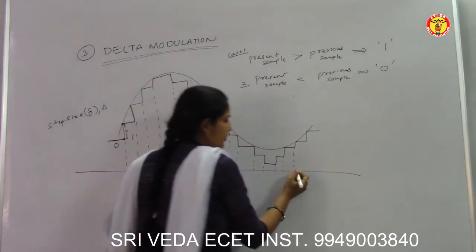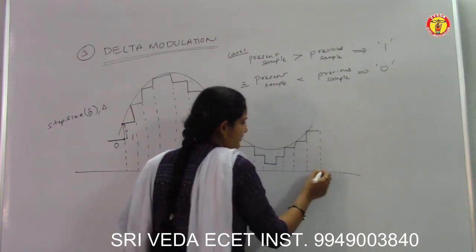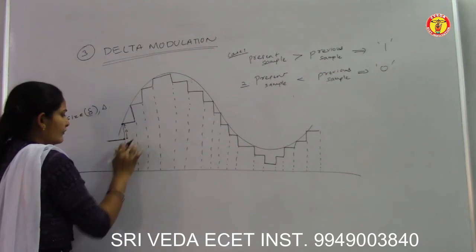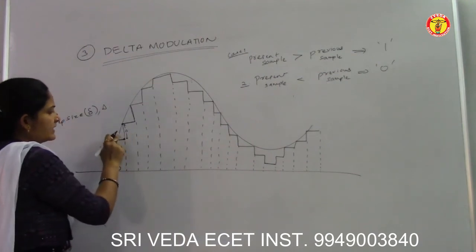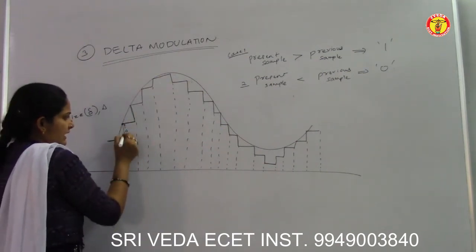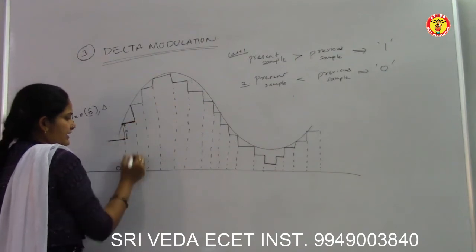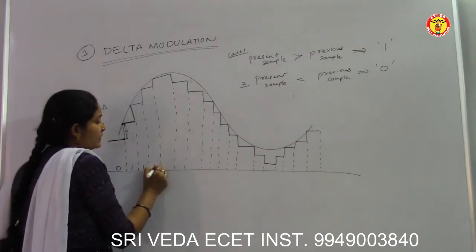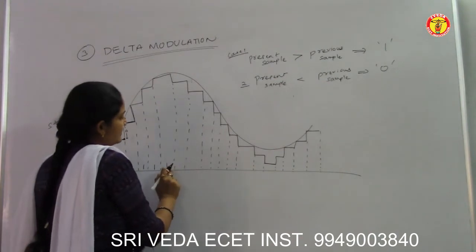So I am making some dotted lines on this line in order to see how the performance is. Here I am taking this from 0, it is starting from 0. As my analog signal is increasing, my step size increases. So this is my 1, and again it is increasing 1, again 1, again 1. Till here it has been increased.